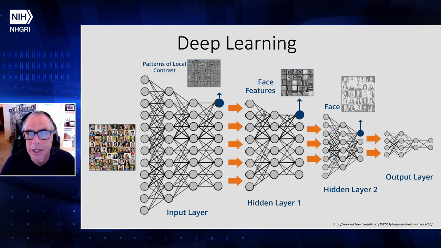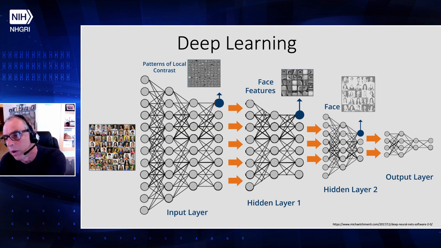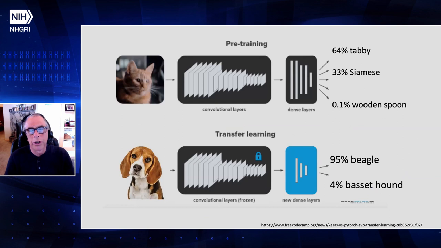And we want to use this for analyzing the variations in the DNA. We want to put the DNA in the far left and we want to get the function of that CYP2D6 out at the far right. But we don't have a ton of data. We're going to use something called transfer learning.